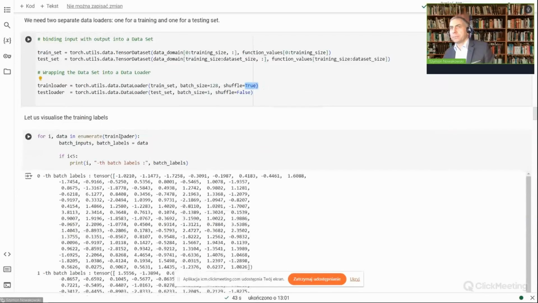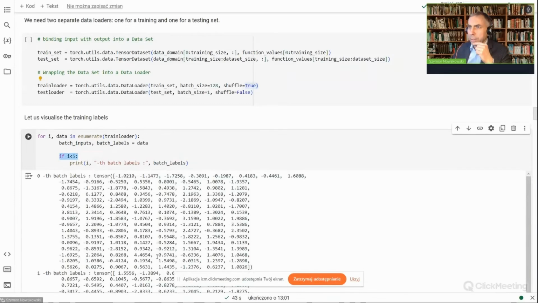Okay, so now we shall have a look at the training labels. This is the way that we go through the train loader. The data loader is usually enumerated in such a loop. So you write a for and you take the data from the train loader and divide it into two parts as they were initially divided. The first is the input to the neural network and the other one is the ground truth output. It is called the label in machine learning. I am having a look at the first 5 batches. So observe that the batch consists of 128 values.